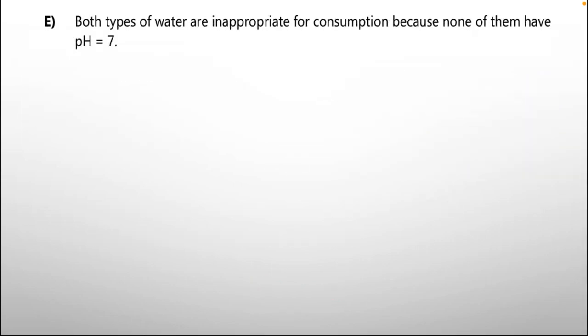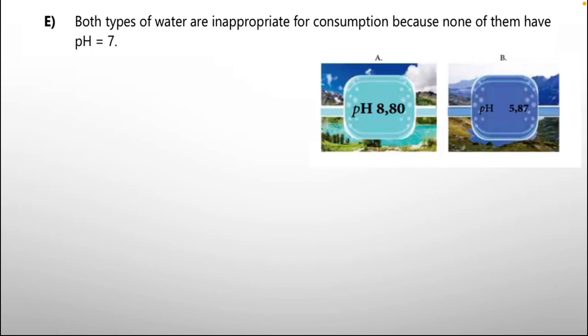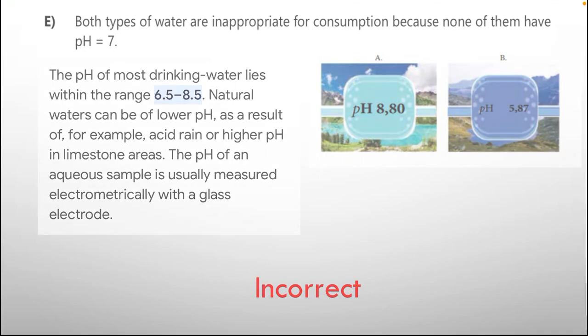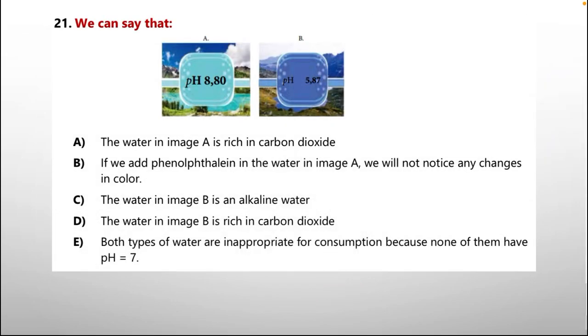Option number E. Both types of water are inappropriate for consumption because none of them has a pH equal to 7. The pH of most drinking water lies within the range 6.5 to 8.5. Natural waters can be of lower pH as a result of, for example, acid rain, or higher pH in limestone areas. The pH of an aqueous sample is usually measured electrometrically with a glass electrode. So this option is incorrect. We can say that option D is the correct answer: the water in image B is rich in carbon dioxide, for question number 21.